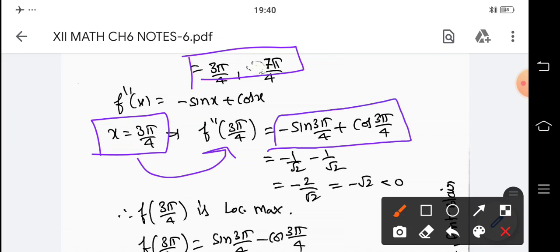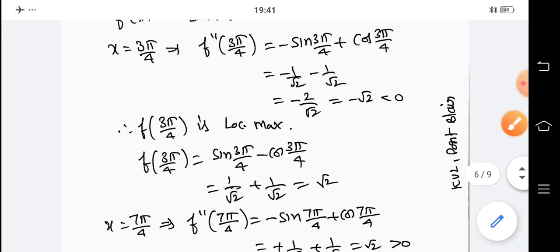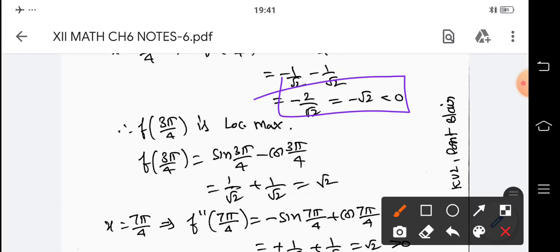In the second quadrant sin is positive, so minus sin 3 pi by 4 is minus 1 by root 2. Cos 3 pi by 4 is minus 1 by root 2, because in the second quadrant sin is positive and cos is negative. So the sum is minus root 2, which is less than 0. Next, when the second derivative is less than 0, f at 3 pi by 4 is a local maximum.